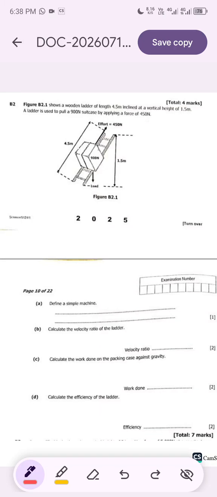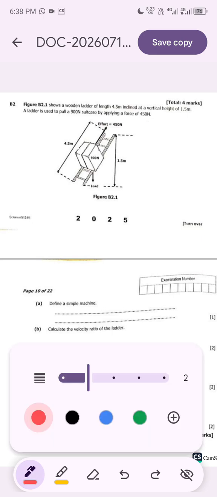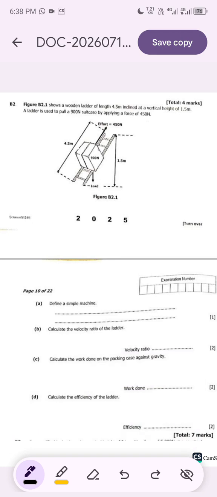Now B is saying calculate the velocity ratio of the ladder. First of all, you need to define what velocity ratio is. It doesn't have SI units because it's a ratio. We define it as the distance moved by effort divided by the distance moved by the load.